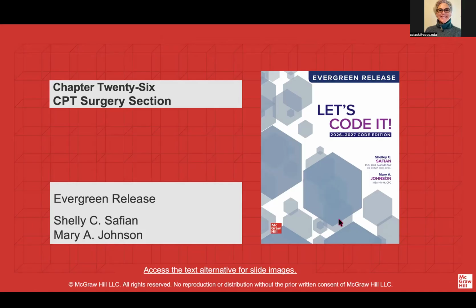We have 15 learning outcomes for this chapter, so we're going to move through them rather quickly. And there are quite a few slides, so get comfortable, or be willing to take a little break and then come back to this, because there's a lot of important stuff. And by the end of this presentation, this lecture, you'll have a solid understanding of how to approach a surgical procedure code. So let's get going.